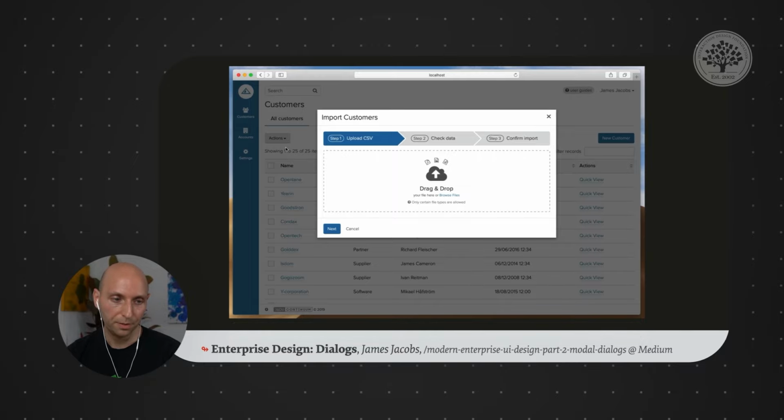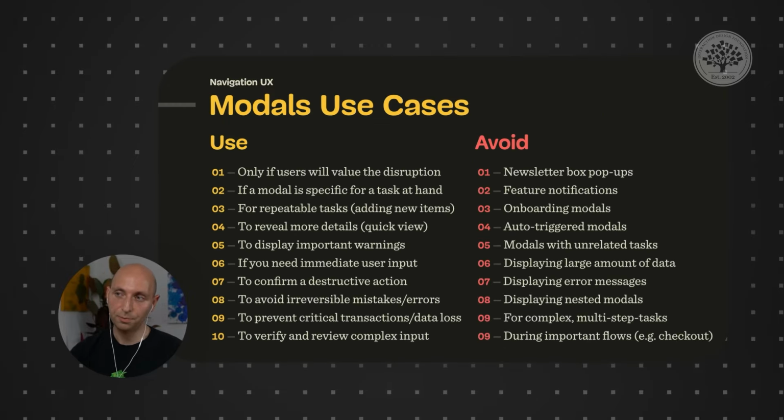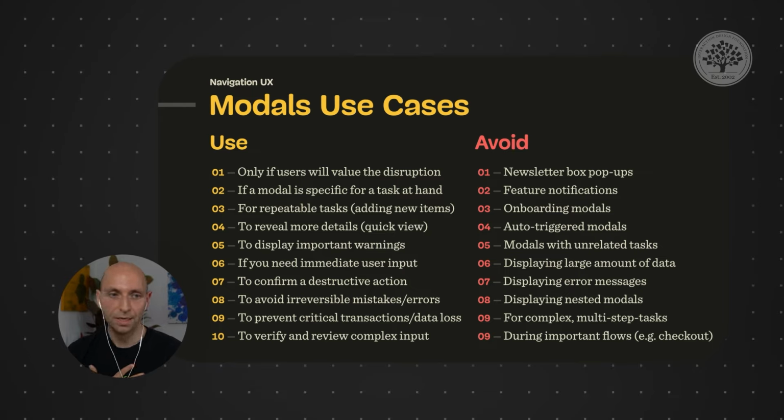So again, what does it mean for us? Well, I kind of wrote down these use cases, which I consider to be quite useful for me, right? So what we want to do, we want to use modals when users value the disruption, right? Only if they will value the disruption. We want to have it for maybe repeatable tasks like adding new items. That might be okay. Or when we want to reveal more details, if we need a lot of vertical space. To display important warnings. If we need immediate input, like for example, there is a timeout. If you don't sign in now, you might lose your data. We might want to confirm that. The same goes for confirming a destructive action. Avoid irreversible mistakes or errors and prevent critical transactions as well, right? This is where we might want to use them, but we might want to avoid them for everything else.